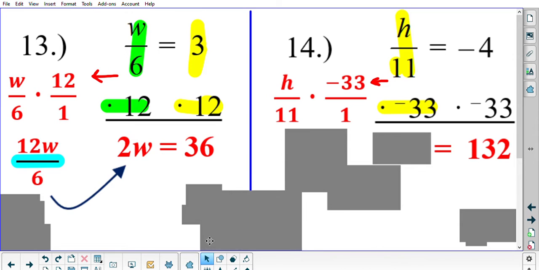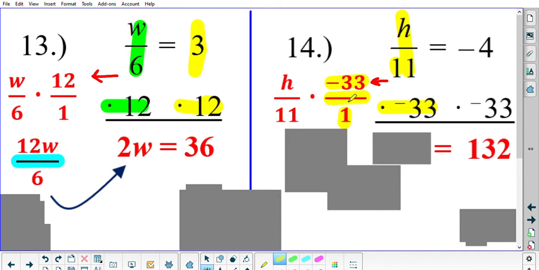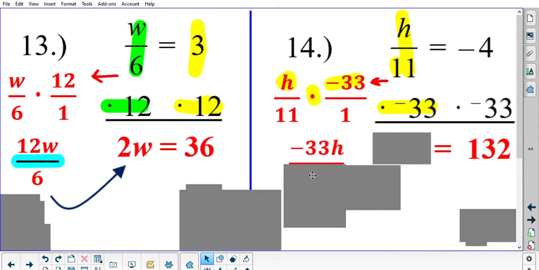All right, let me get this out of the way. How do I multiply? Oh, so that negative 33 is the same as negative 33 over 1, because anything over 1 is the same as just the value of the numerator. So negative 33 over 1 is what negative 33 can be written as in fraction form. So from here, we are going to multiply the numerator times the other numerator. So h times negative 33. Not a lot I can do with that, but I could write it a little bit simpler as negative 33h.